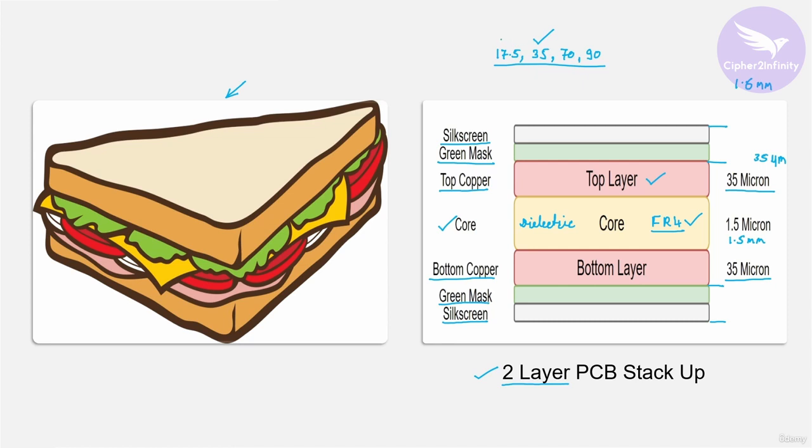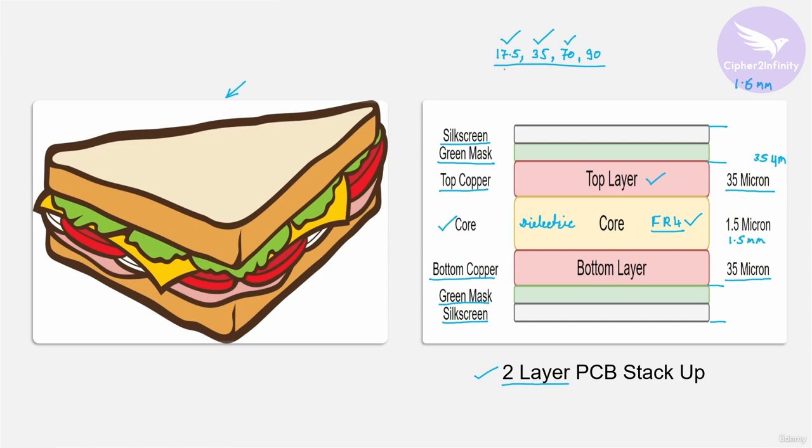You can also go for a 17.5 micrometer thickness. It's completely fine. And when we deal with a power electronics project, or when we are dealing with high current applications, in that case, we actually go for higher thicknesses like 70 micron and 90 micron. Okay. So I hope that this point is clear to you.